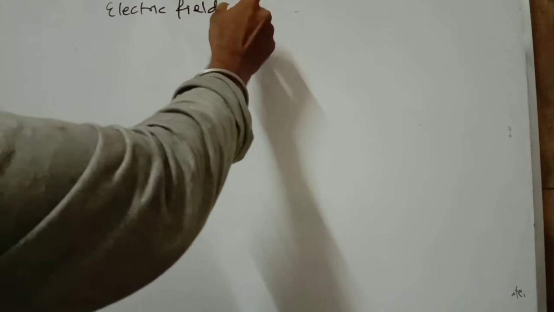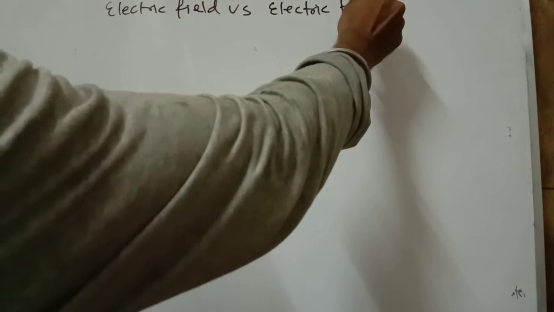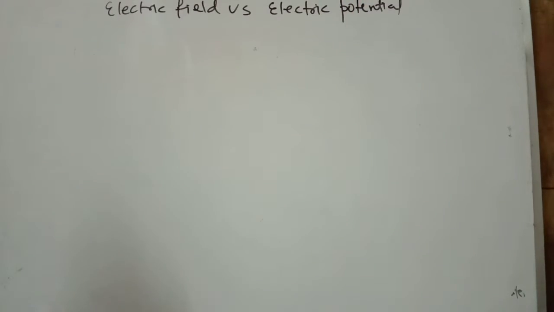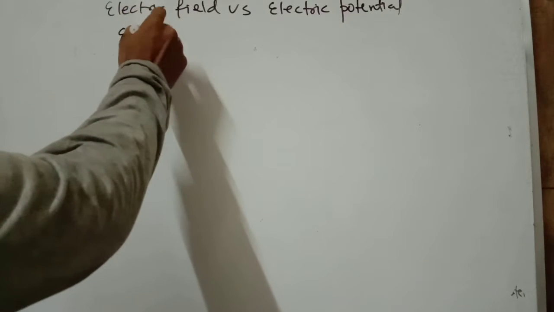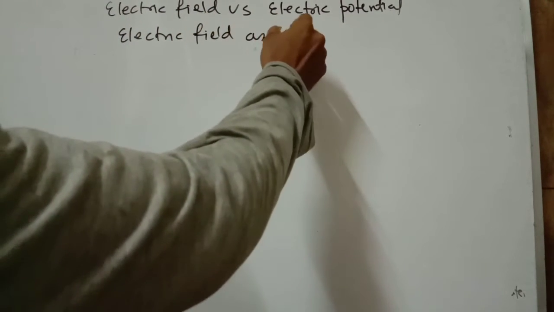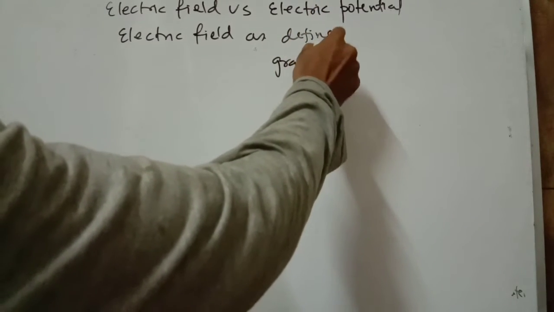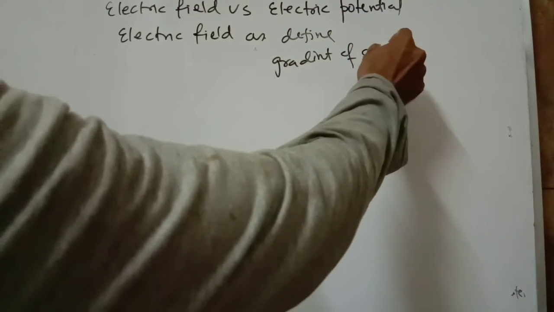Now, first of all, electric field versus electric potential. Electric field is also defined as the gradient of electric potential.